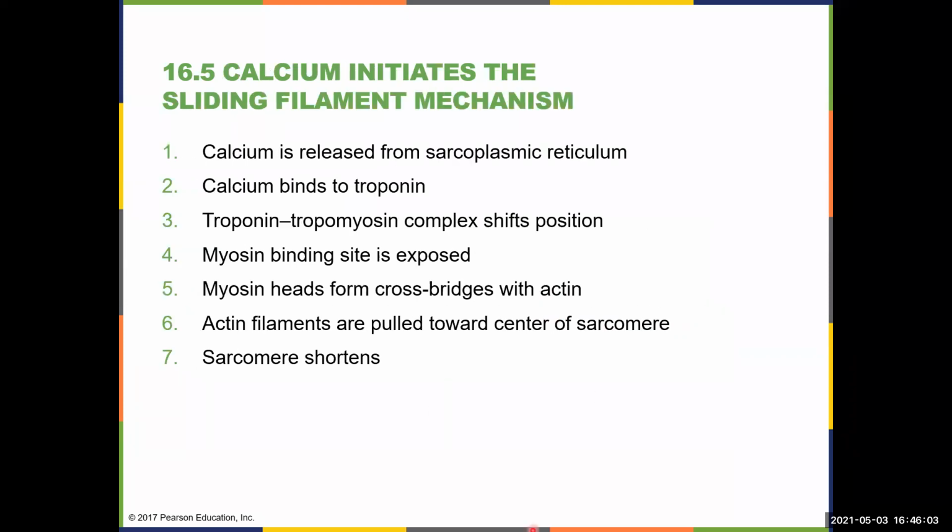Okay. So when that calcium is released, it binds to troponin. The troponin tropomyosin complex shifts positions. That myosin binding site is exposed. Then the myosin head will attach to the actin and form a cross bridge. That actin filament will then be pulled towards the center of the sarcomere, causing the sarcomere unit to shorten. Okay.